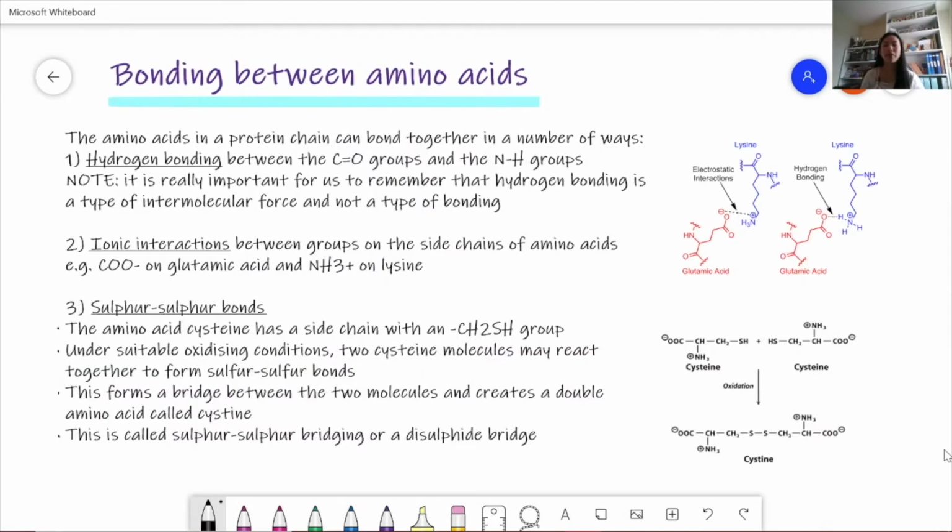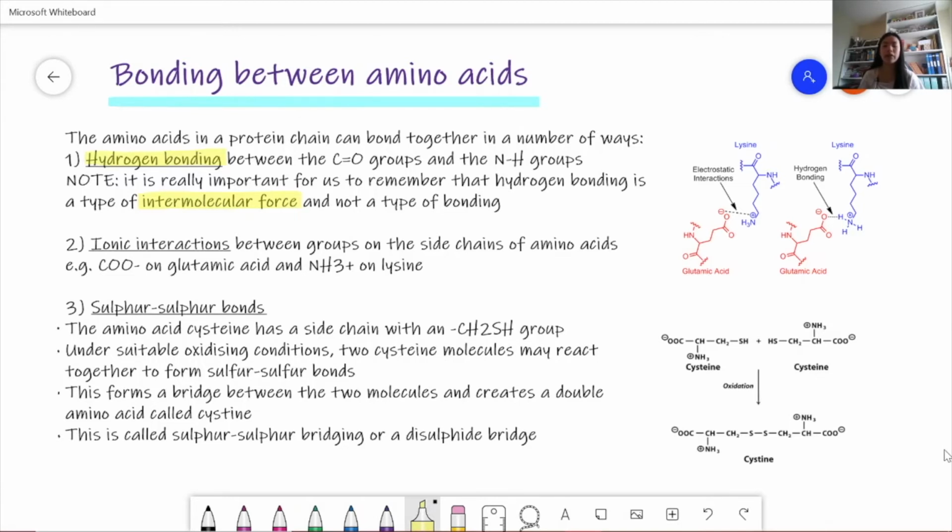Now we're going to look at the bonding between amino acids. So the amino acids in a protein chain can bond together in a number of ways, and the first way we have is hydrogen bonding. And this is between the carbon double bond O group from the carboxylic acid of the amino acid and the NH group from the amine group. And it's really important for us to note that hydrogen bonding is a type of intermolecular force and not a type of bonding. So whenever questions ask you about the bonding between amino acids, make sure to mention that hydrogen bonding is actually an intermolecular force.